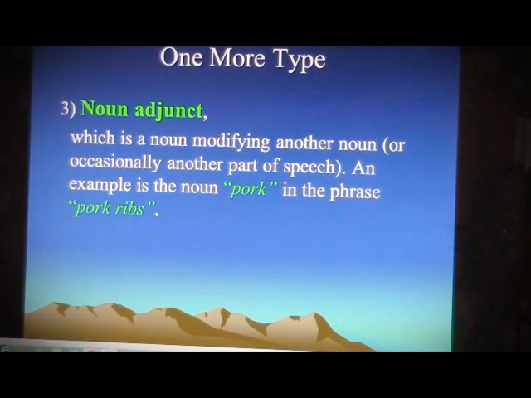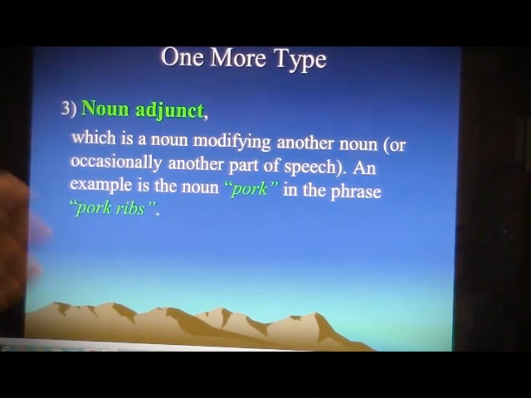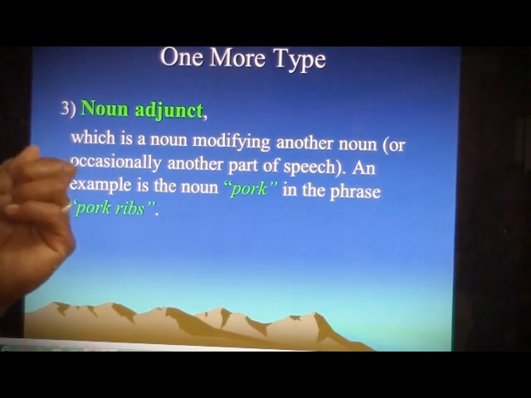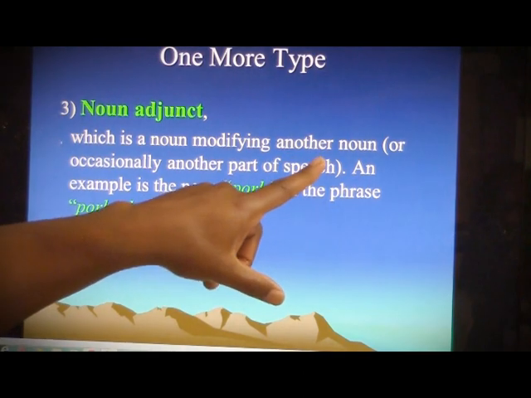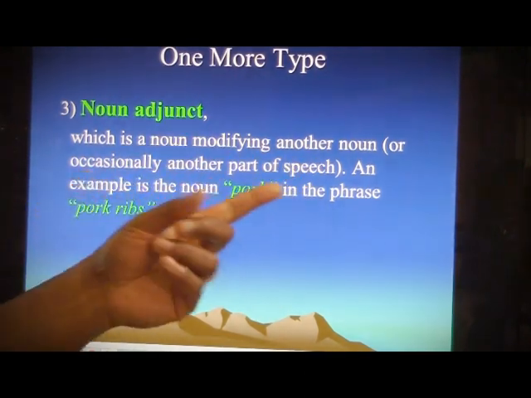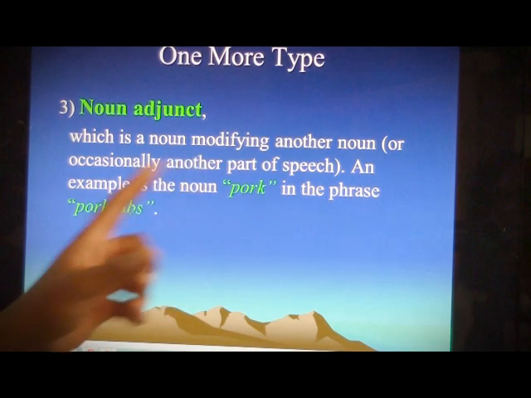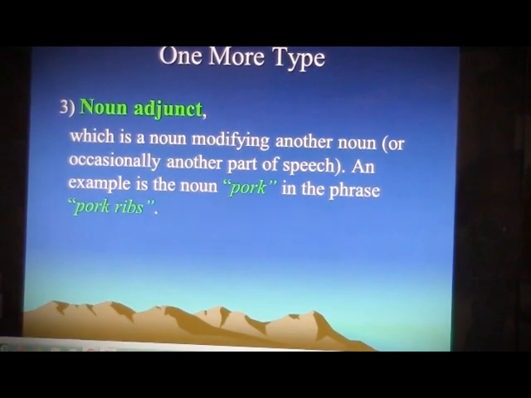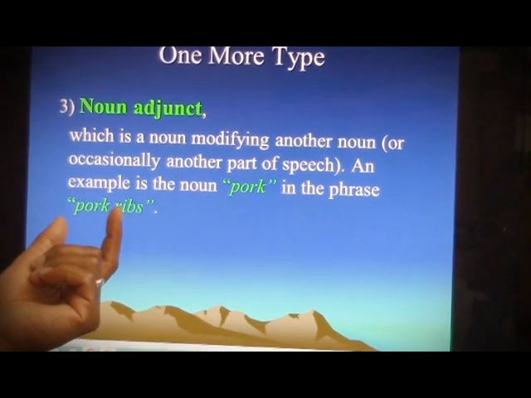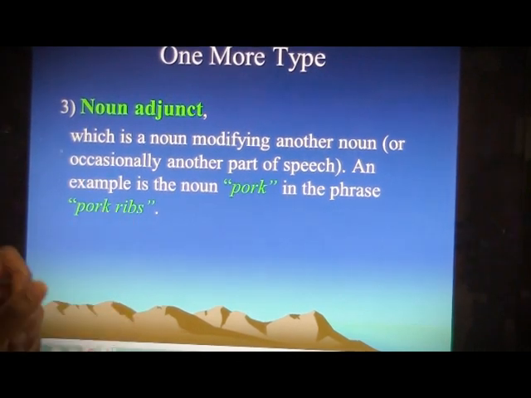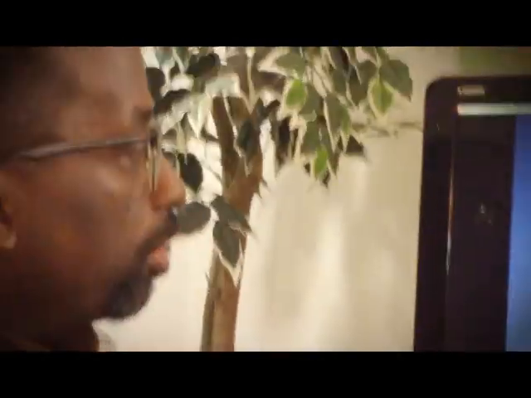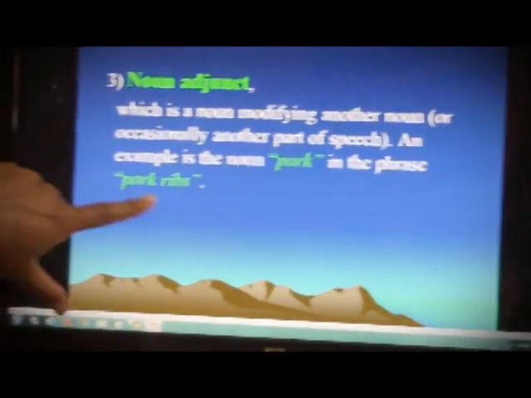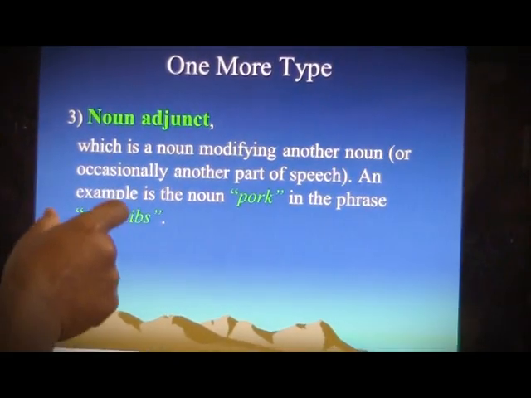Oh, there's one more kind of goofy part that probably won't show up on the GED very often, but you'll see it. It's called a noun adjunct. In other words, it's a noun, but it modifies another noun. So for instance, the phrase pork ribs, pork is actually a noun. But it modifies the kind of ribs they are, because it can be beef ribs, pork ribs, chicken ribs. Do chickens have ribs? I don't know. But pork ribs, pork is definitely modifying the type of ribs it is, and pork is a noun.